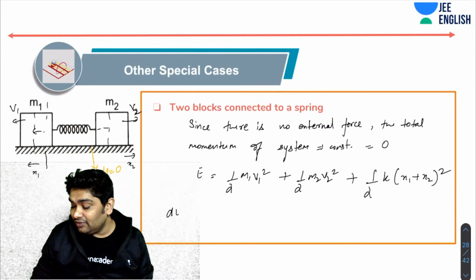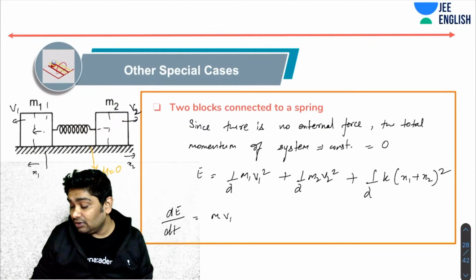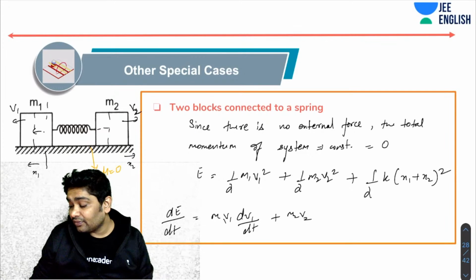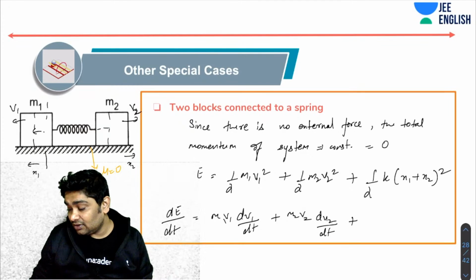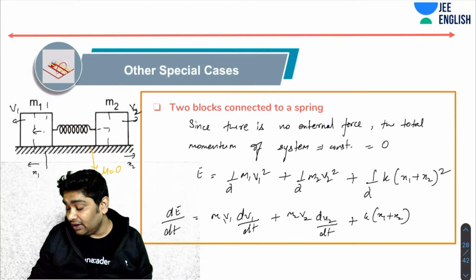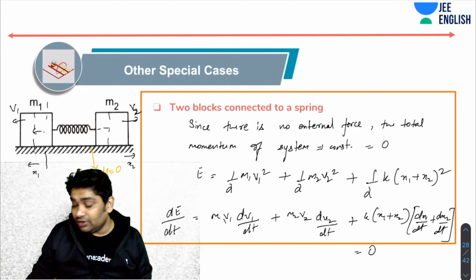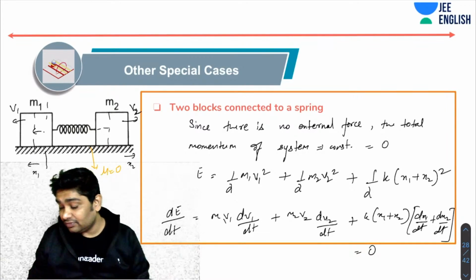So what is dE by dt going to be? That is going to be m1 v1 dv1 by dt plus m2 v2 dv2 by dt plus k (x1 plus x2) into (dx1 by dt plus dx2 by dt), correct? And this would be equal to 0 by energy conservation.